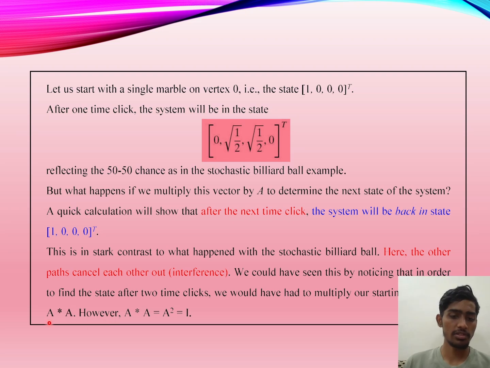Now, as we know that a unitary matrix is being used in this quantum billiard example, that is A multiplied by A dagger. However, A multiplied by A is equal to A squared, or the identity matrix. This is the main concept of this quantum billiard example.